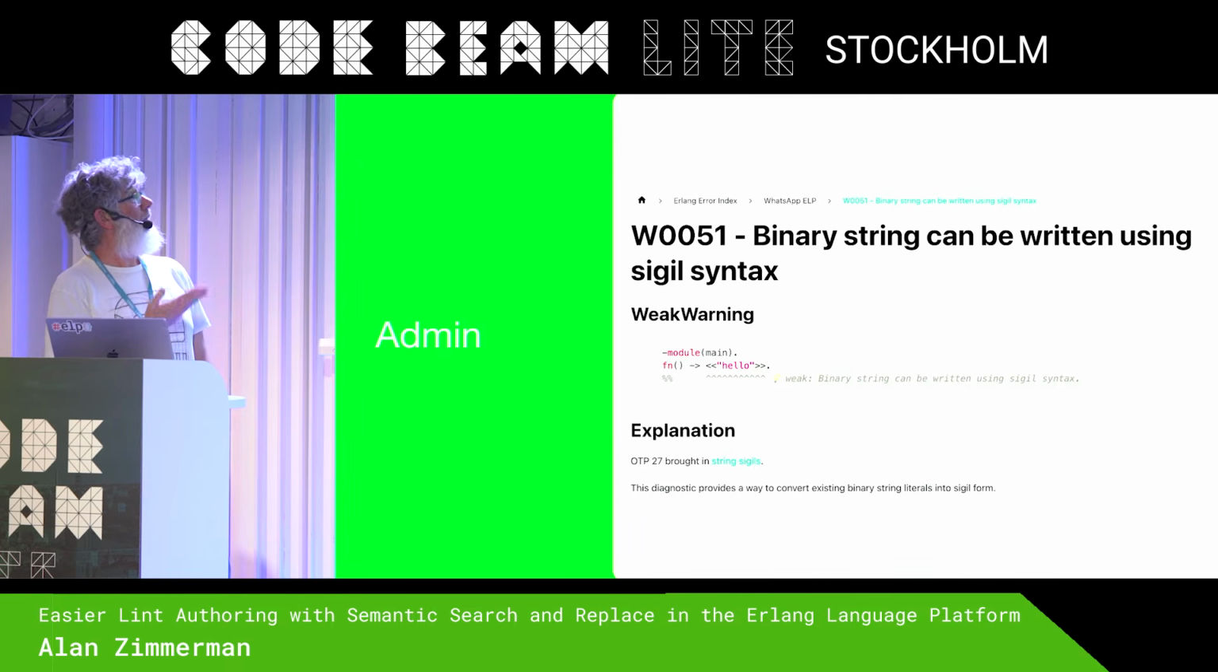This is what it looks like. It says it's a weak warning because it's just a useful thing. It's not going to clutter up your view when you're working with it, and it's going to say, here we found a binary string. You can write it in sigil syntax if you want it.